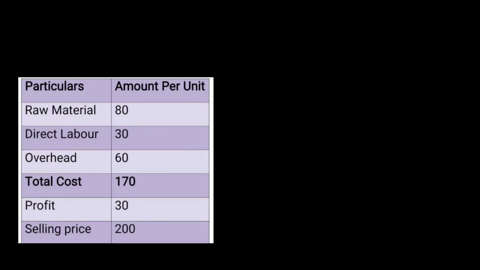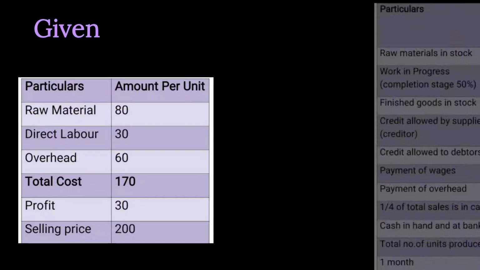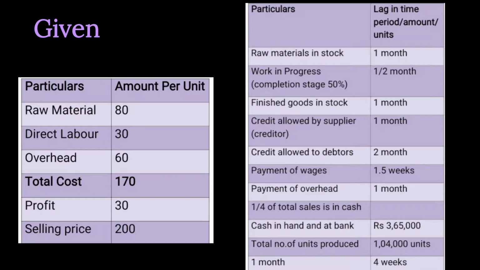So we have been given the amount per unit for raw material as rupees 80, direct labor 30, overhead 60. We get the total cost per unit as 170. By adding profit of rupees 30, we get the selling price for the product as 200. This was given in the question. Other than this, you were given the time lag for raw material in stock as 1 month. Work in progress is half a month. Completion stage is given as 50%. Finished goods in stock is 1 month.